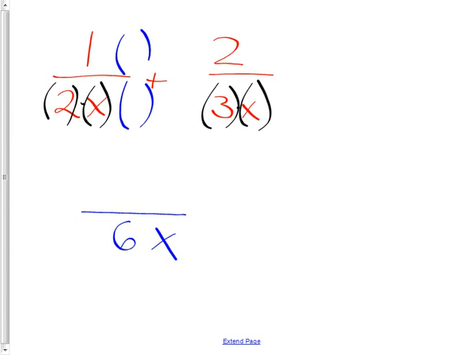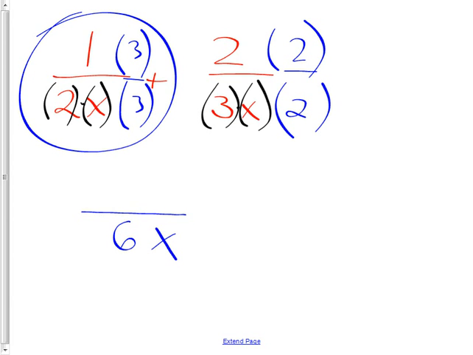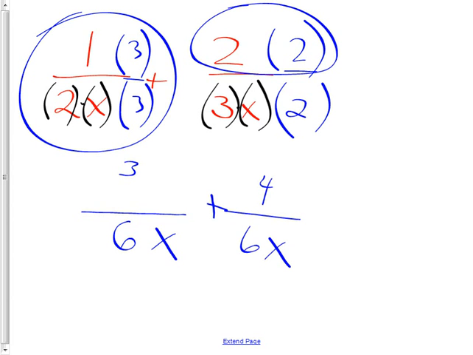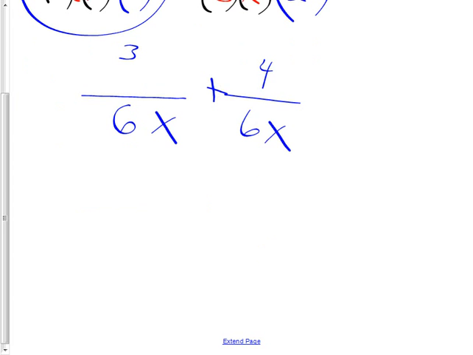So how can I make this one right here, by multiplying something on the top and the bottom, become a 6x? I times it by 3 on the top and the bottom. How can I make this one a 6x? I times it by 2 on the top and the bottom. Do you get what I just did there? All right, so you got to figure out what a good common denominator would be, and then choose what to multiply by to make it that. So this one will become 3 over 6x plus 4 over 6x. And again, please resist the temptation to add the 6x and the 6x together, because in denominators they just stay the same.